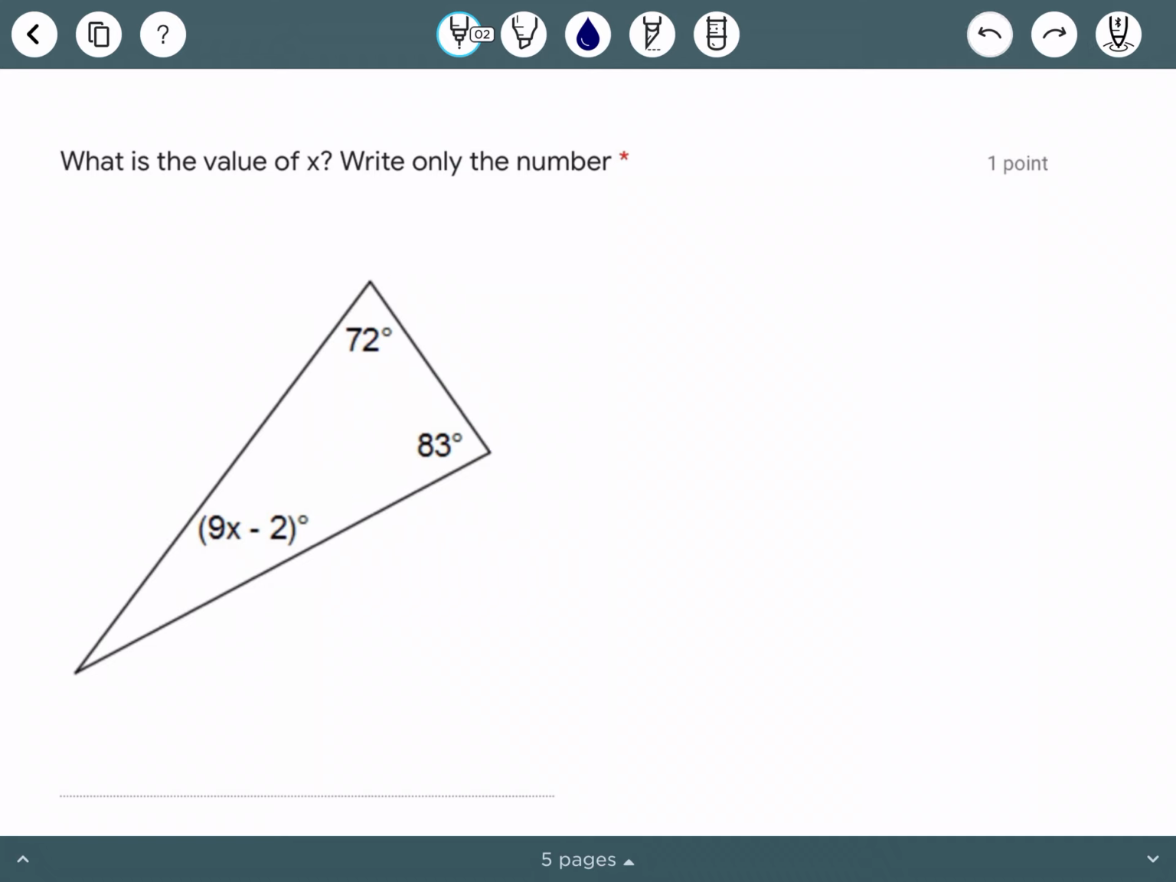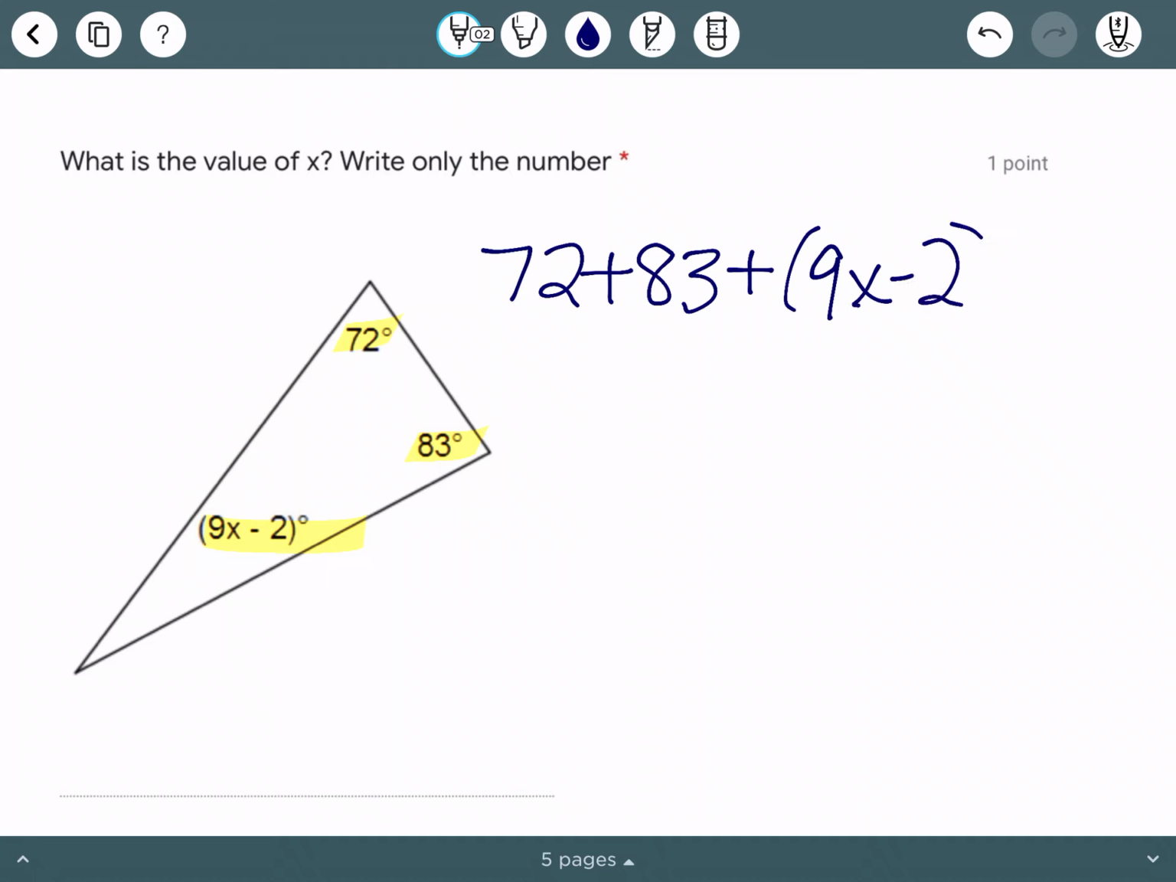So we know that no matter what this angle equals, all 3 angles are going to add up to 180 degrees. So if I want to write an equation for this, and I would recommend that you do get out a piece of paper and a pencil to do this, you're going to do 72 plus 83 plus 9x minus 2 equals 180. Now you're just going to solve this out for x.